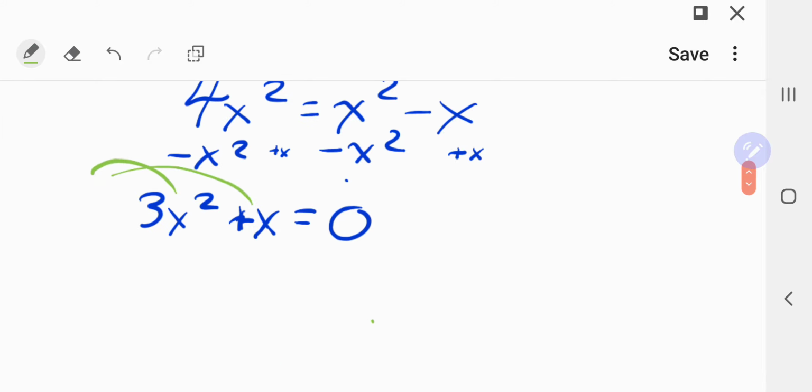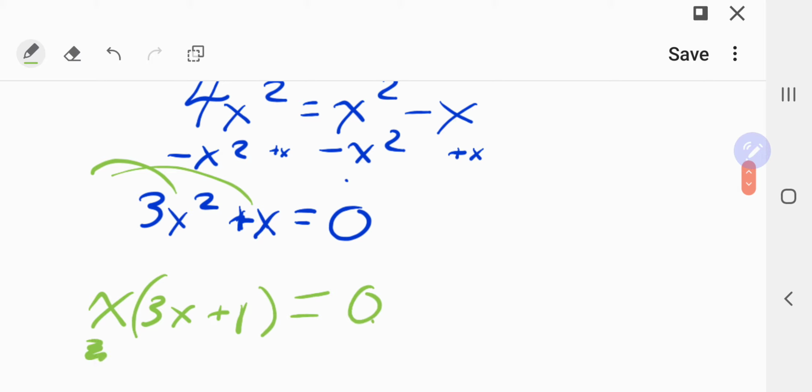What can we pull out of these? They both have an x. Let's pull an x out. What's left in the 3x squared once we pull an x out? 3x. What's left in the x once we pull the x out? 1. And you can see if you distribute it back in, you'd get 3x squared plus x. Okay, now we have our answers.